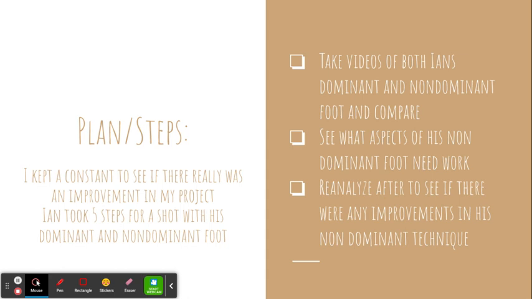I also wanted to keep two constants to see if there's really any improvement with his shooting. So I had him take 5 steps from wherever the ball is placed when he was shooting with his dominant and his non-dominant. Another constant that I had was that we were having him shoot from the penalty area with both feet.